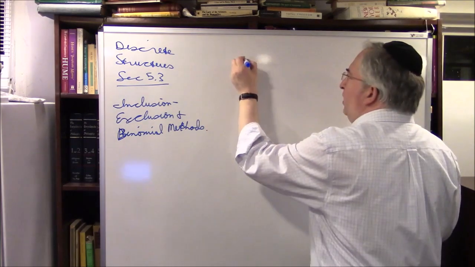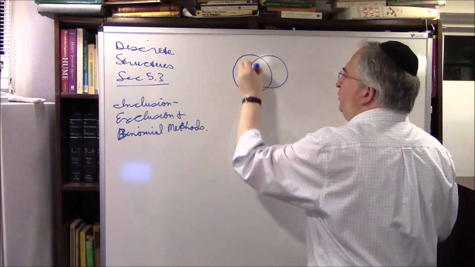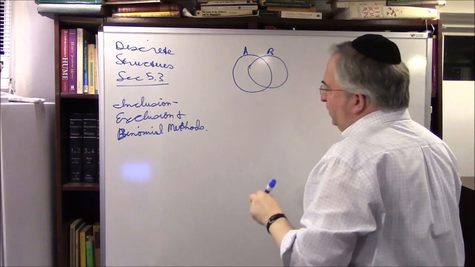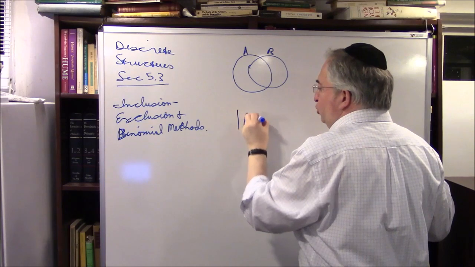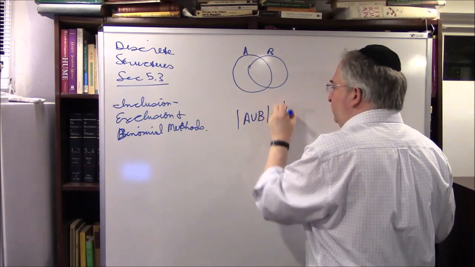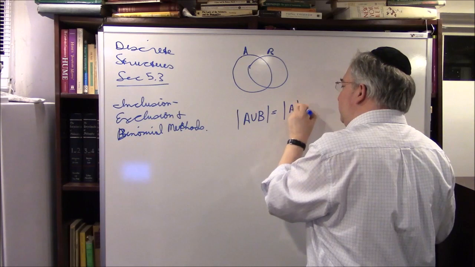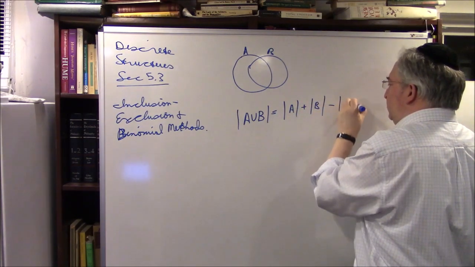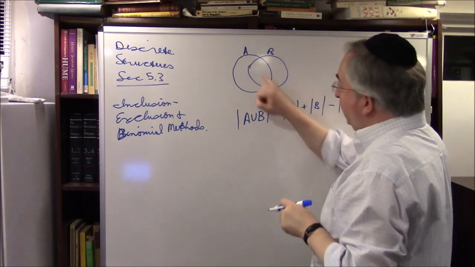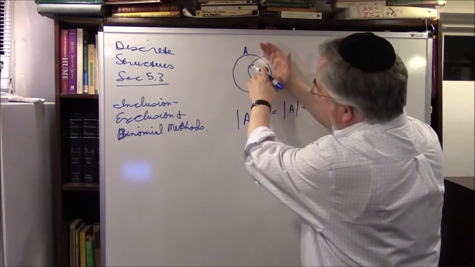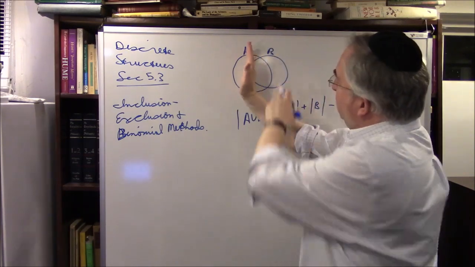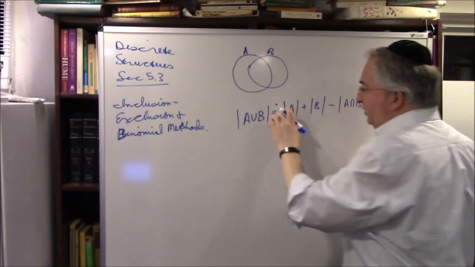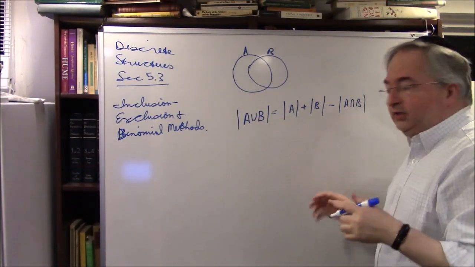Okay, so let's remember. When we wanted to count all the elements in two sets, A and B, the number of elements in A union B is equal to the number of elements in A plus the number of elements in B minus the number of elements in A intersect B. And I explained why: if you count A, you're counting this once, and then you add it with B, you're counting that twice. Well, you don't want to add it twice, so you better subtract it. Great. Now, let's generalize this rule.